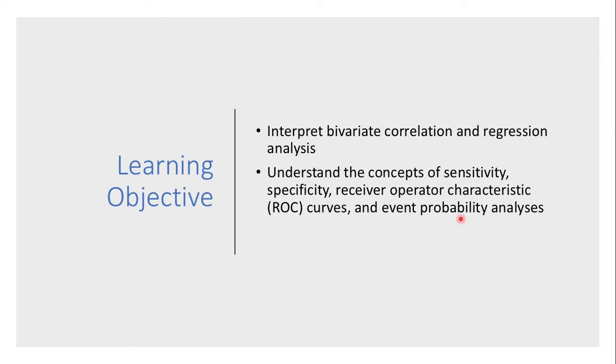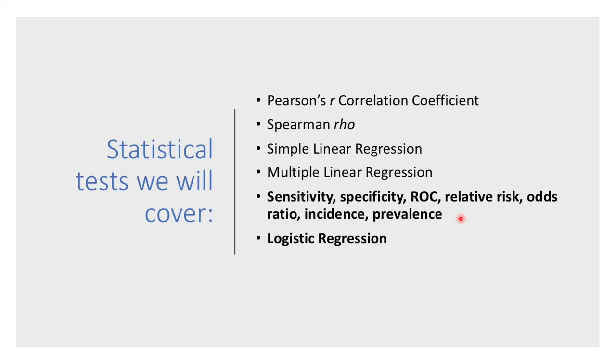And before we get into that, I am going to review some concepts of sensitivity, specificity, ROC curves, and some concepts on event probability analysis. I think these are important, and they'll help you better understand logistic regression and some of the content that's going to come later in this course and in your program. So last week we talked about correlation coefficients, simple and multiple linear regression, and you can see what we're going to talk about for this lecture.